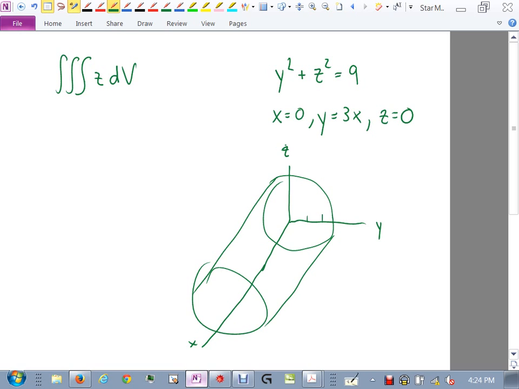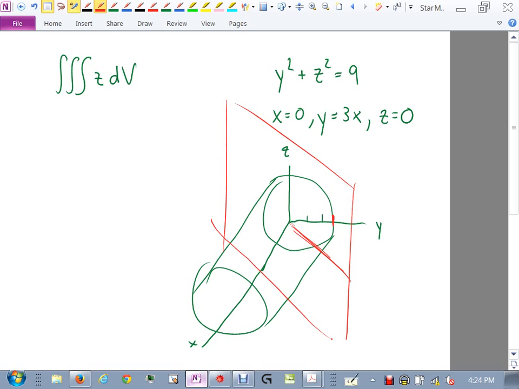Y is equal to 3x. That's a plane, isn't it? So how would I draw that? It'd be tough to draw, right? Y equals 3x would mean... yeah, it'll be kind of like an angle like this, and it's a plane like that. I'm just trying to get an idea of what's going on here, right?